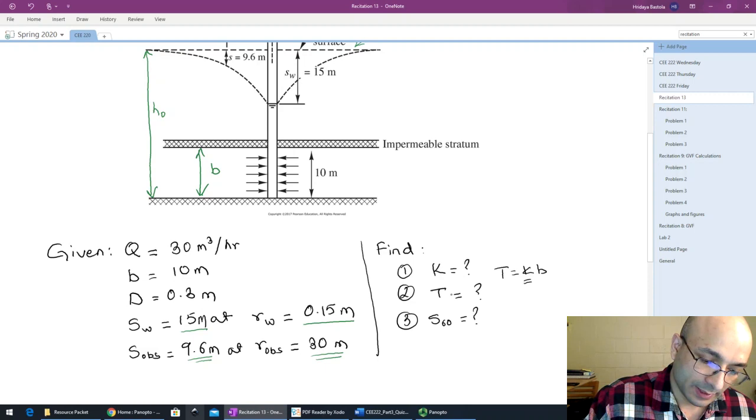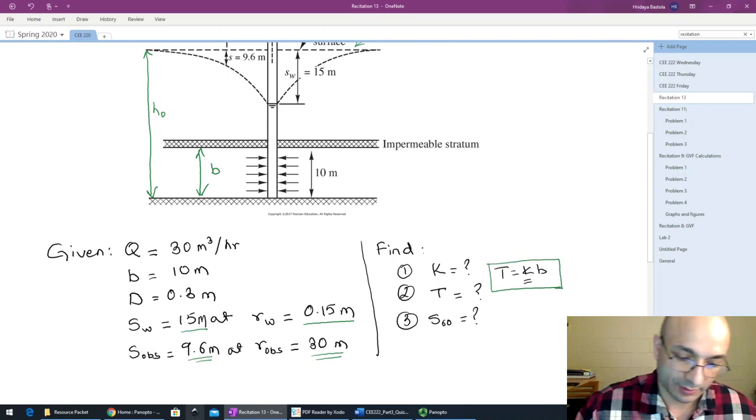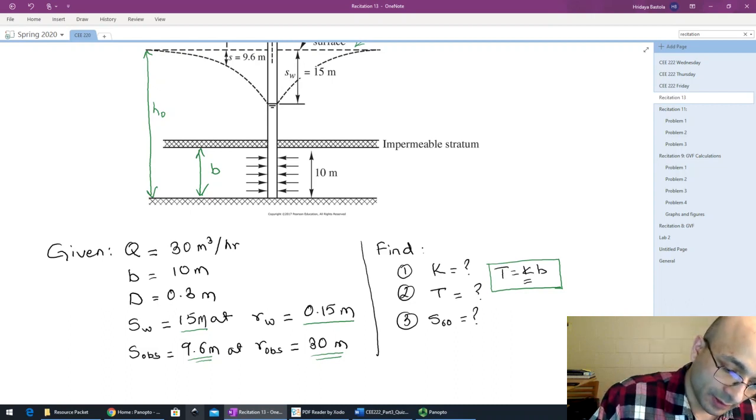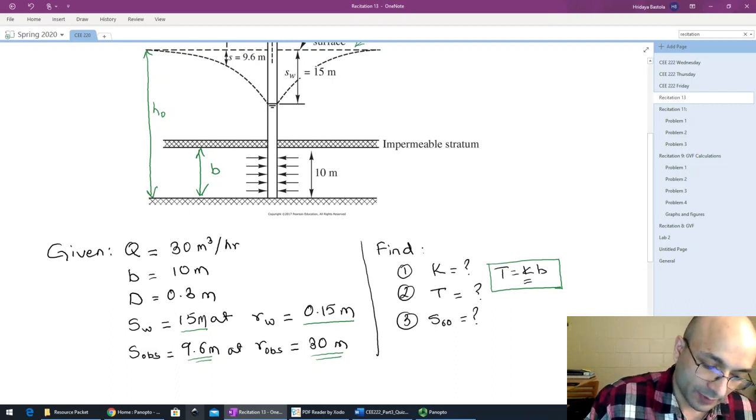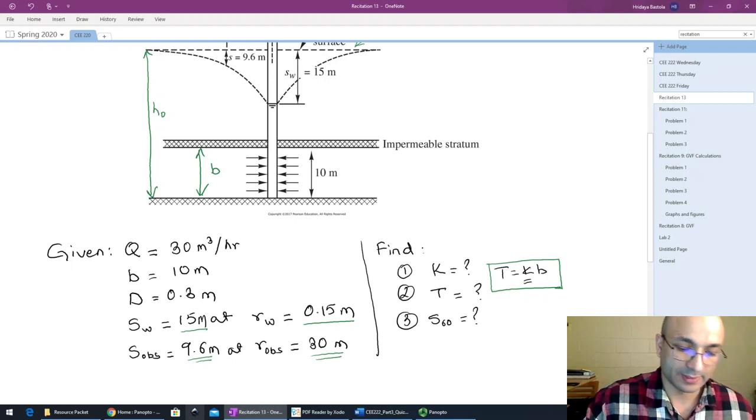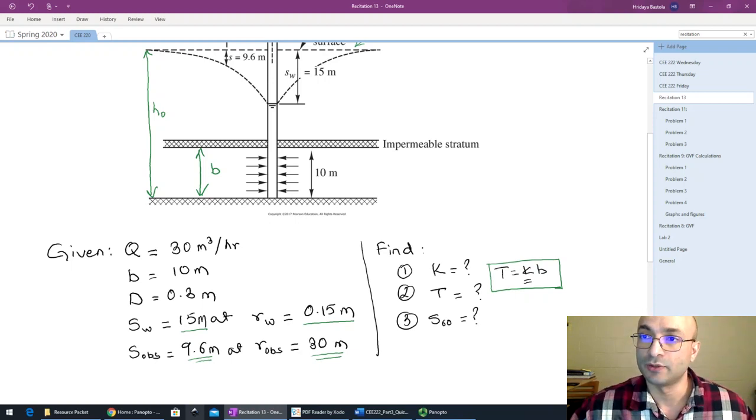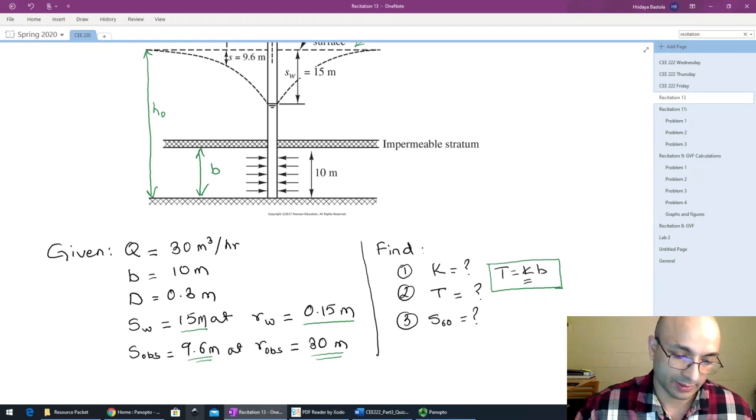We'd also then like to find the transmissivity, which can be calculated using this relationship. Transmissivity is a product of hydraulic conductivity times the aquifer depth. Finally, the problem is asking us to find the drawdown at a distance of 60 meters from the well center.